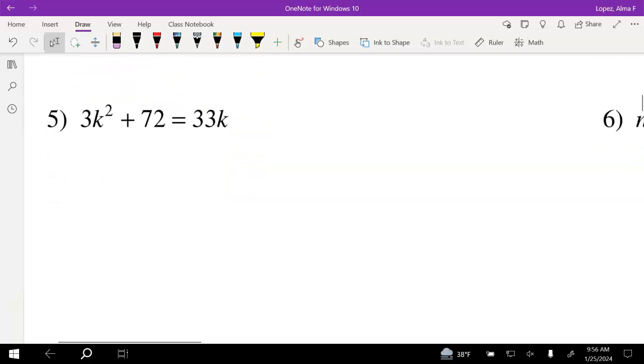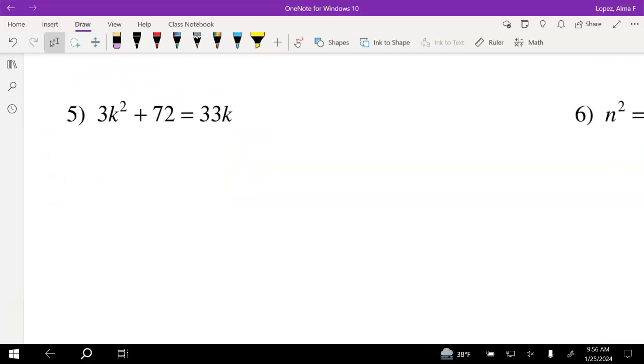Here is number 5. Excuse me. I'm going to start by looking at it and say, well, they're not all on the same side. This 33k needs to be brought back over. So I'm going to end up with 3k squared. When I move the 33k over to the other side, I'm going to want it second so that my trinomial is in descending order. That 33k, though, will be a -33k. And the +72 is already there. So there's step 1: move everything over to the same side, set equal to 0, and in descending order.